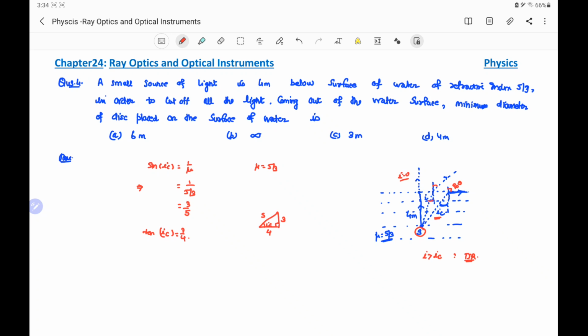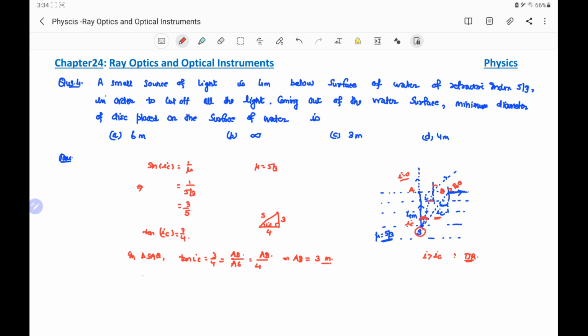Now in the figure, the corresponding angle of the critical angle is shown in the triangle SAB. Therefore in triangle SAB, tan IC, which is equal to 3 by 4, can be written as perpendicular by base. Perpendicular is AB and base is AS. AB we have to find and AS is 4. This implies that AB is equal to 3 meter.